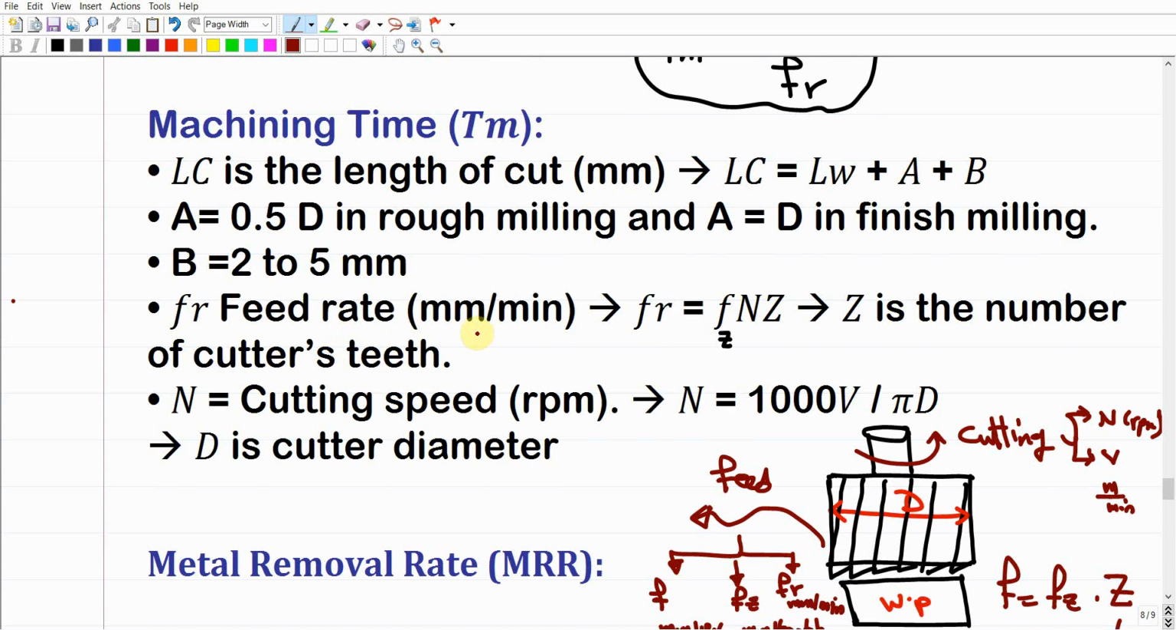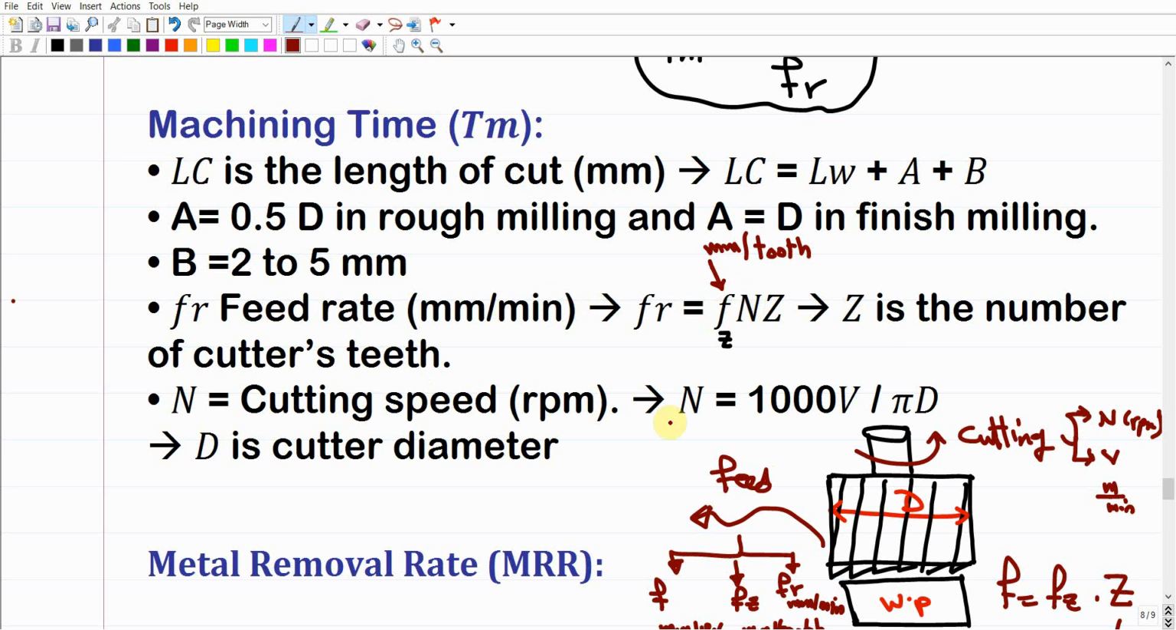So to calculate the machining time, we need in the denominator the feed rate, which should be in millimeter per minute. If it is not given in this form, and instead you are given Fz as millimeter per tooth, you have to multiply times Z times N.